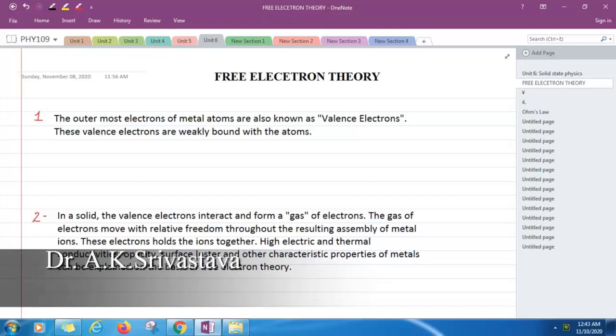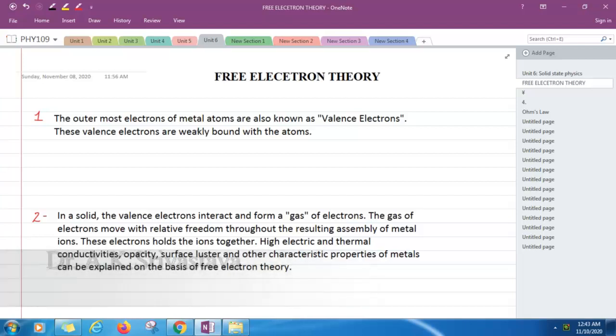In this video lecture, I am going to discuss free electron theory. And after that, I will use this theory to prove Ohm's law. So these are the main points of free electron theory. First point is the outermost electrons of the metal atoms are known as valence electrons. And these valence electrons are weakly bound with the atoms.